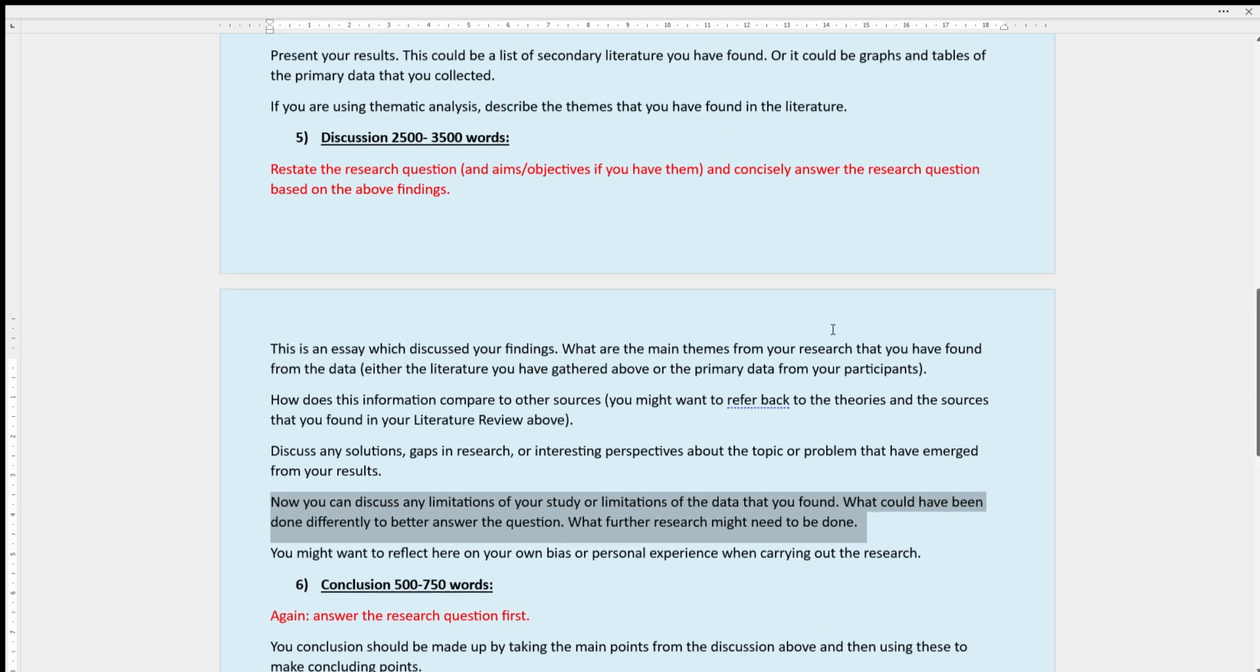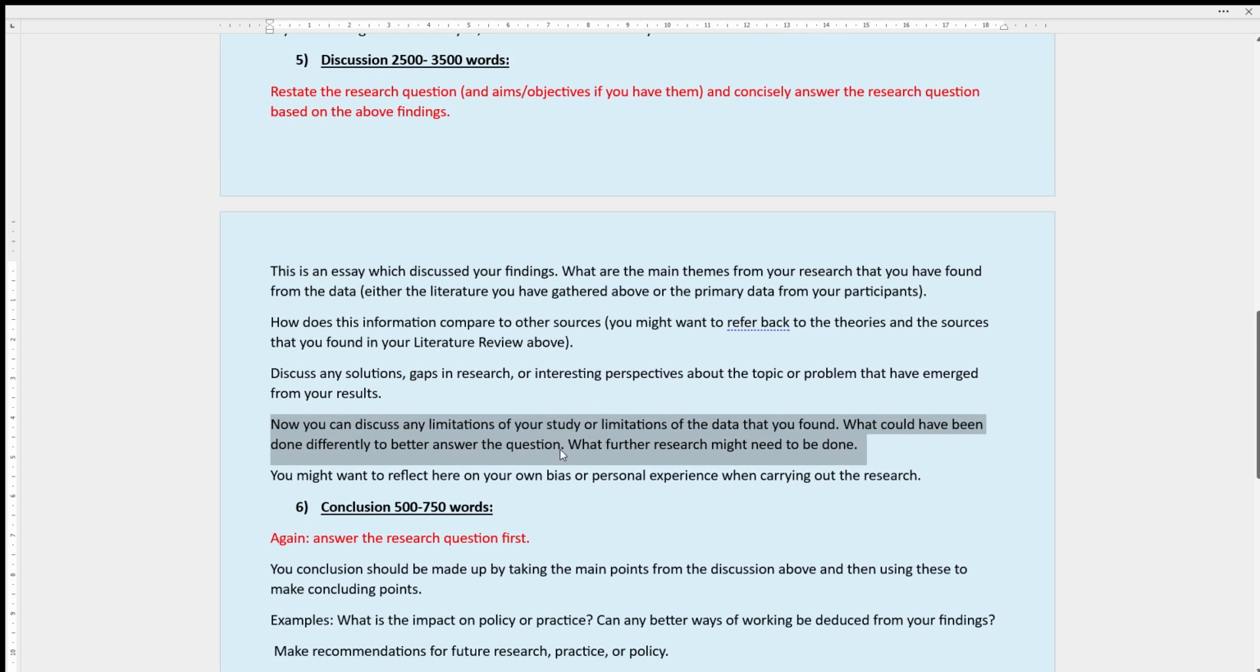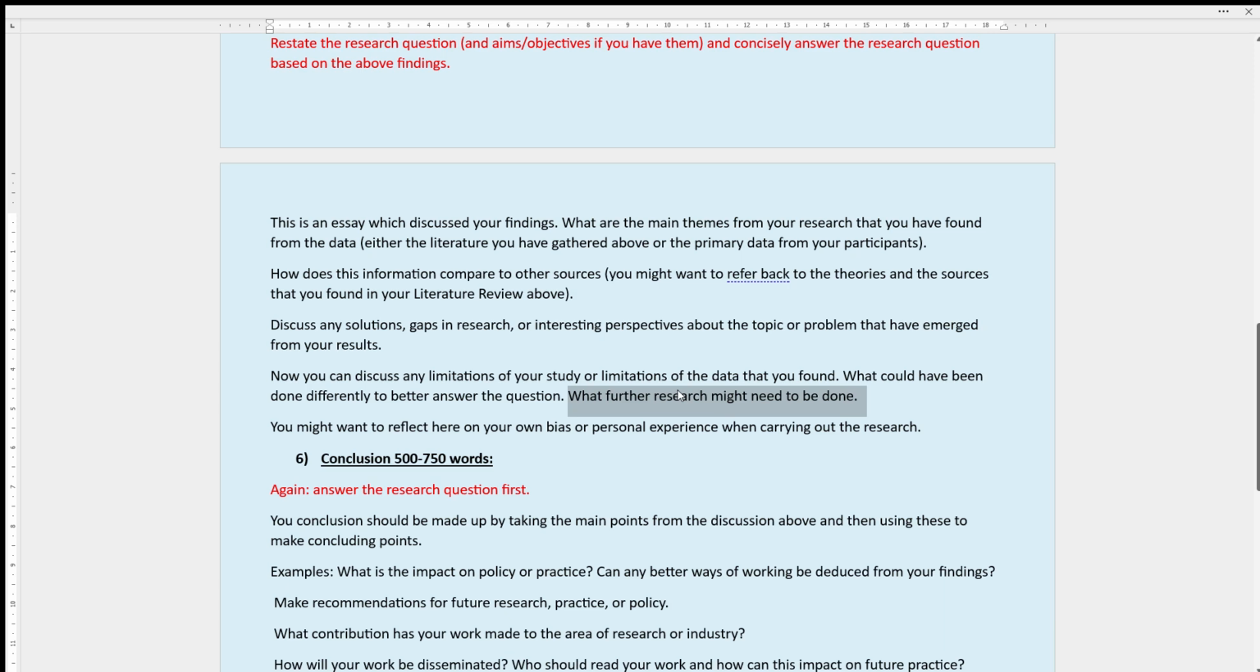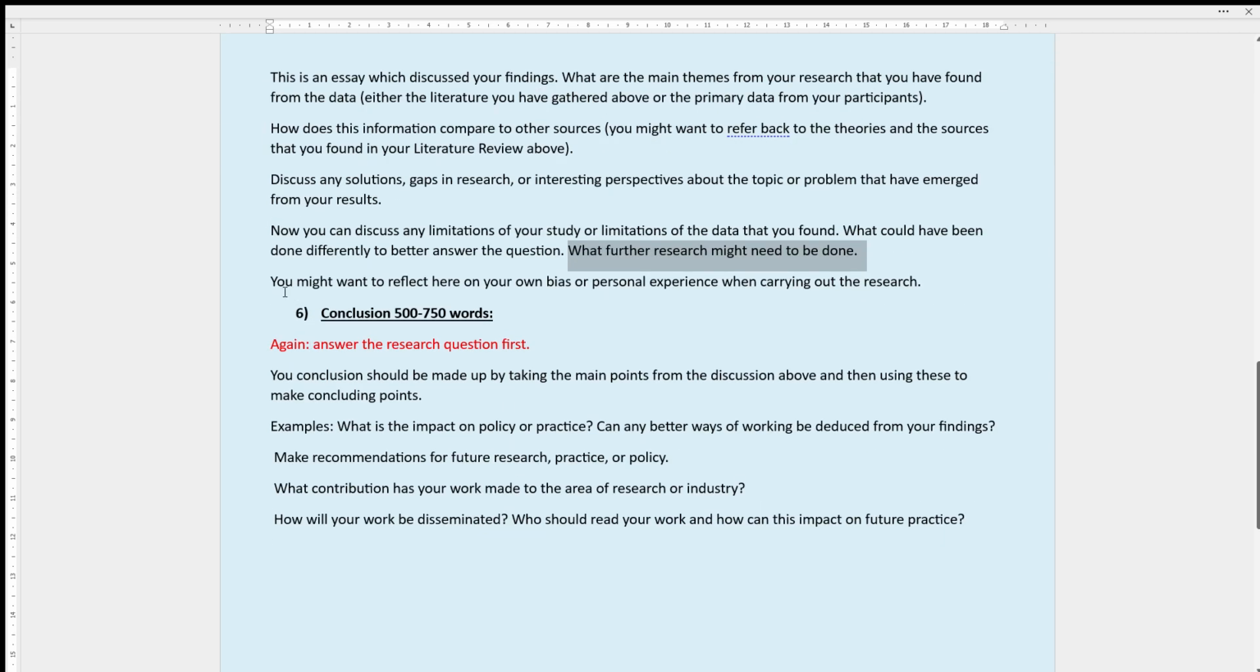Again, if you can't answer your research question up here, that's fine. Here we can really look at where the gaps are in the data and what other research might need to be done. So what further research might need to be done, and there you can show off your understanding of methodology, because you can show us that your method hasn't addressed the research question properly. So what methods would address the research questions more effectively?